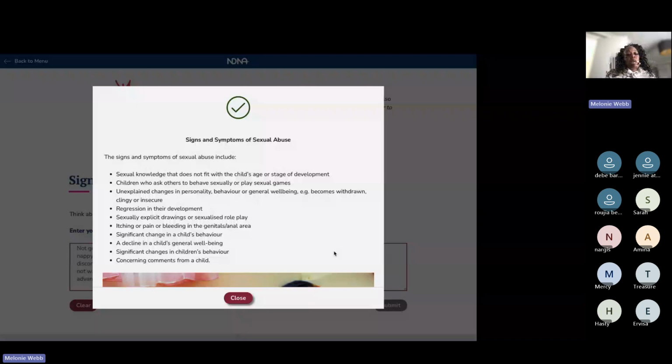I just want to touch briefly on this part here where it says children who ask others to behave sexually or play sexual games. I think we've all come across incidents where, for example, you would have 2 or 3 children in the toilets. I don't know why they love to play in the toilets, which might cause you to be alarmed, because we know that toileting is a private time and we don't expect other children to be in the same cubicle as others.